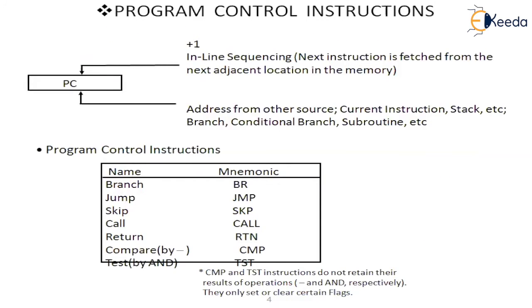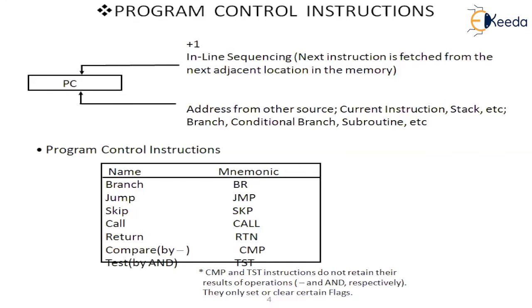Let us go to program control instructions. As I already told you, the sequence of the program will get altered from one sequence to another sequence. For example, I am executing the 22nd instruction, let us say. After executing it, normally I need to go to 23, except if the current instruction is a branch instruction.